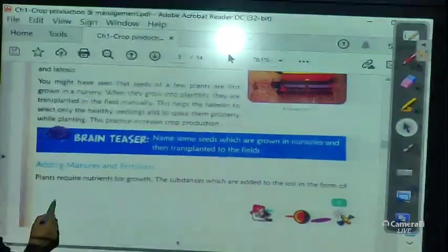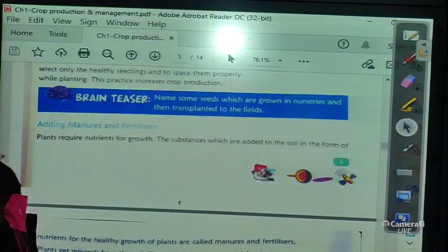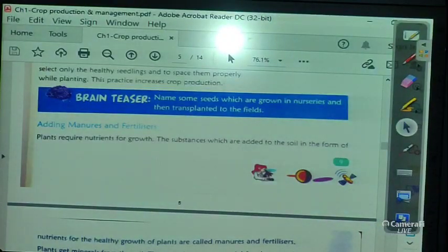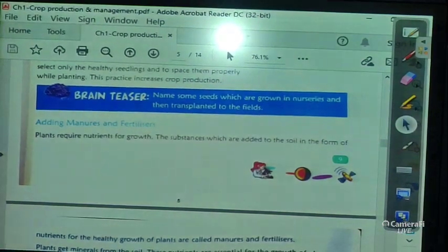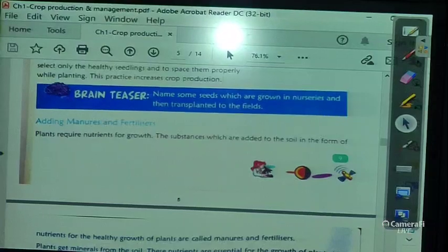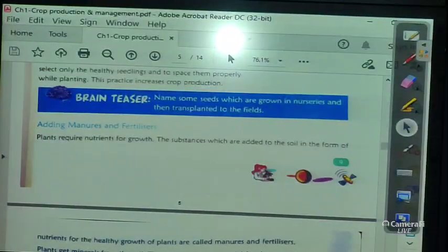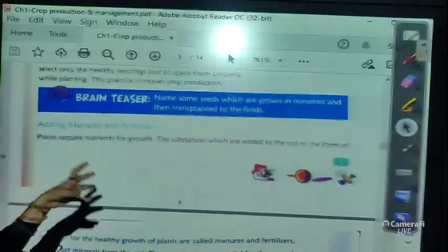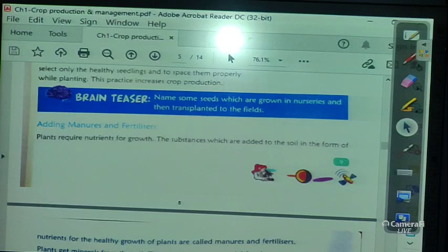So today we will learn about adding manures and fertilizers, which is a very important part of agriculture. What is manure and what is fertilizer? I have already told you in our previous Google Meet classes as well. Manures are organic substances, the decaying parts of dead animals or dead plants. Fertilizers are chemicals which are used to provide nutrients for the growth of the plant.